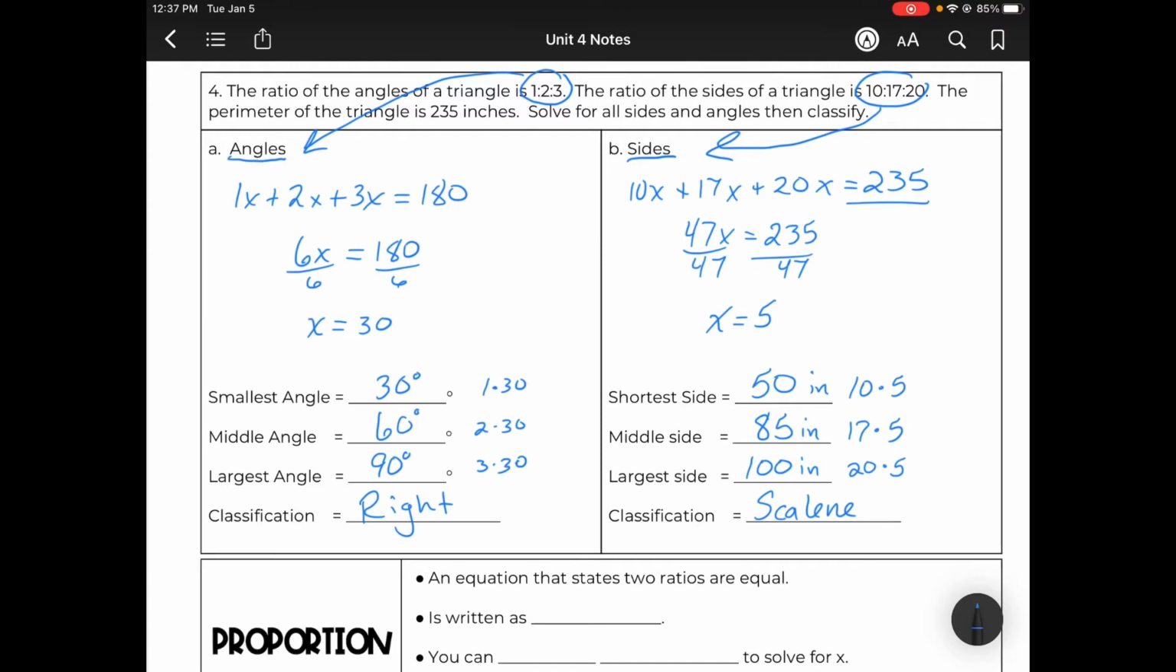And then as we move over to classify by sides, the equation 10x plus 17x plus 20x should equal 235, the perimeter of the triangle, giving us 47x equals 235. And then we divide both sides by 47, and x is 5. When I plug that back in for those side length expressions, 10x, 17x, and 20x, the shortest side is 50 inches, the middle side is 85 inches, and the largest side is 100 inches. Again, the ratio 10 to 17 to 20 shows us that all three sides are different, which makes this scalene.